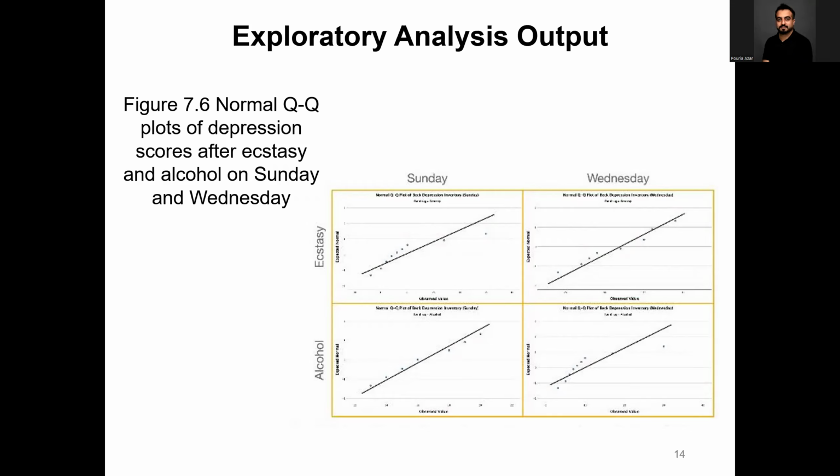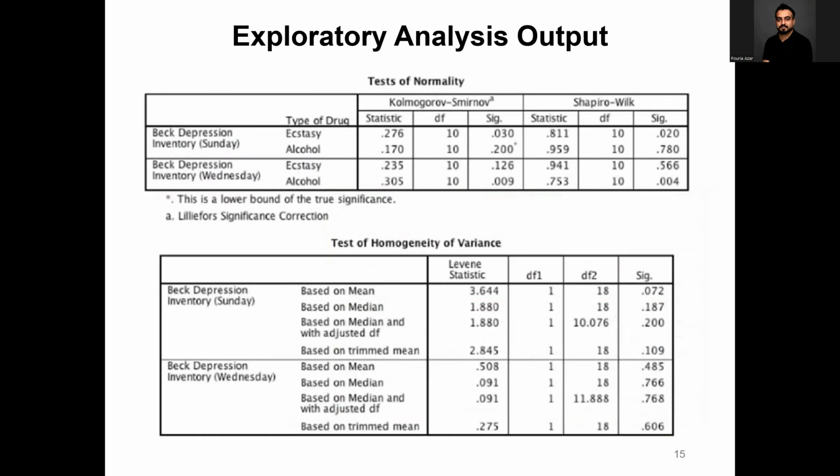And here we see the exploratory analysis. We have QQ plots for depression scores for the two groups, Sunday and Wednesday. As I can see from this QQ plot, the depression score is not normally distributed, because the dots, which are my observed values, are not located on the black line. So I would assume that the depression score is not normally distributed, and I don't want to correct the data, so I would go with a non-parametric test.